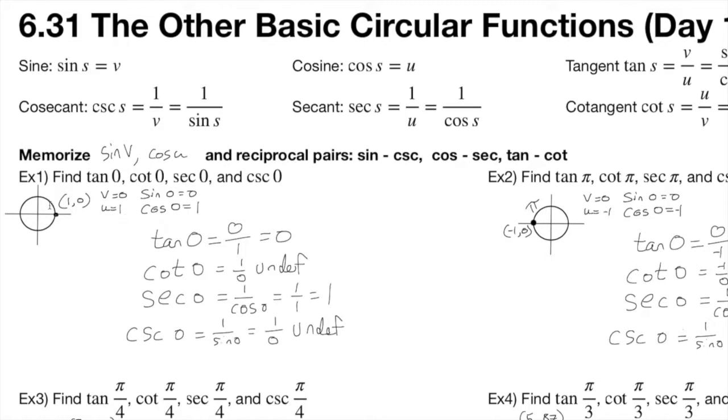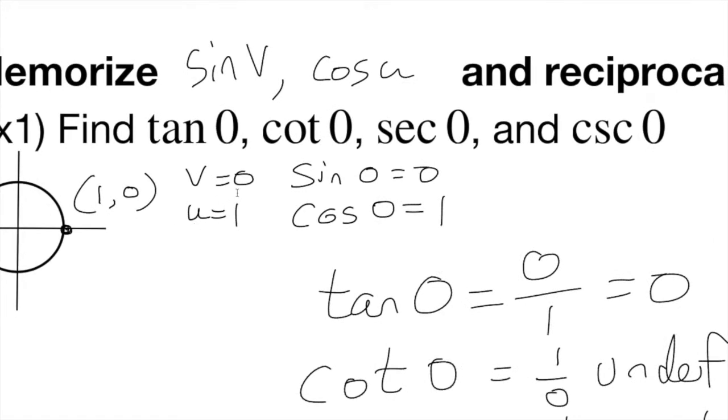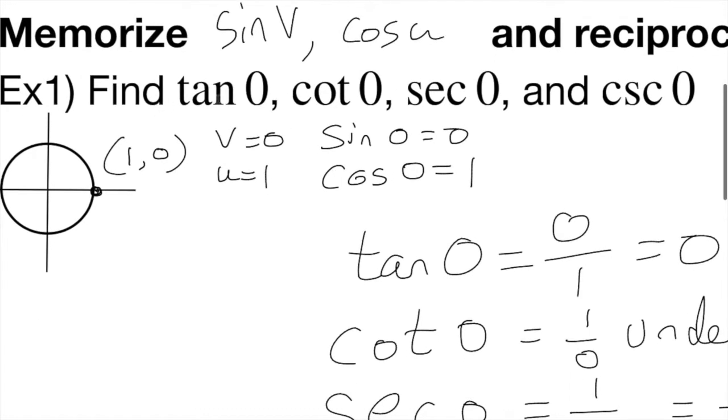So given any distance around the unit circle, we can find not just u and not just v, but we can find sine, cosine, tangent, cotangent, secant, cosecant. Here's how we do that. If it says to find any of these, then the first thing you do is draw a unit circle and figure out where on the unit circle that distance is. A distance of 0 would be right here, and we can see that it's the point 1, 0. So v equals 0 and u equals 1.